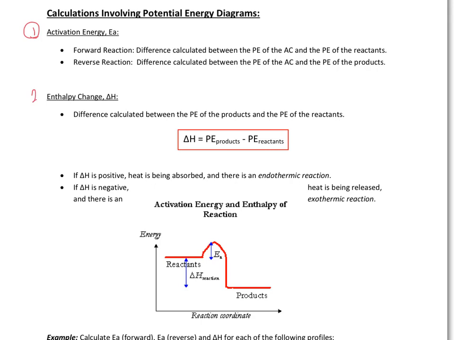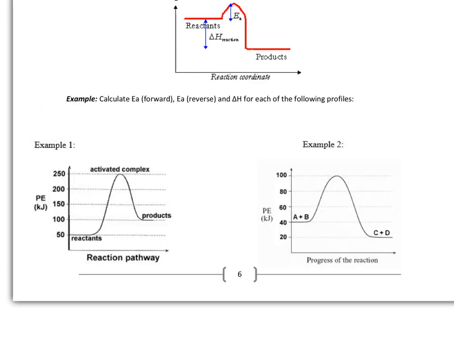You could also be asked to calculate delta H, or the enthalpy change, or heat of reaction. This is a formula that you are required to remember. Delta H is always equal to the potential energy of the products minus the potential energy of the reactants. If delta H is positive, then it's an endothermic reaction. If delta H is negative, it will be an exothermic reaction.